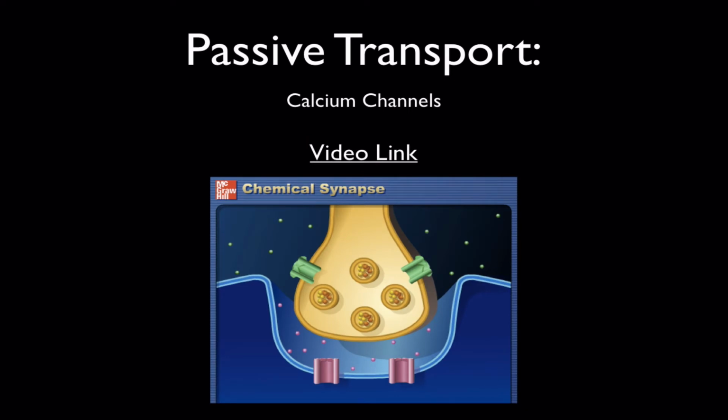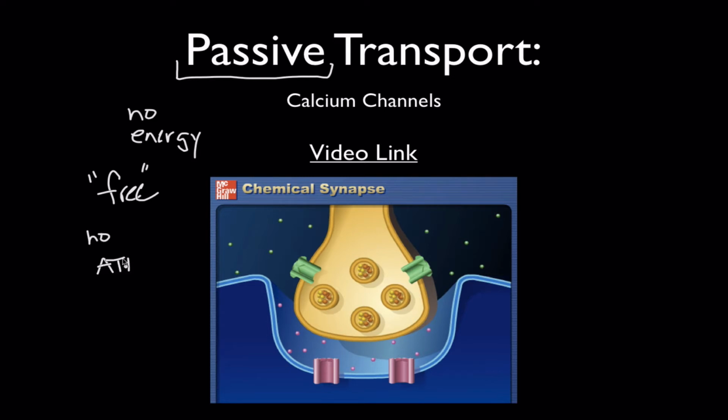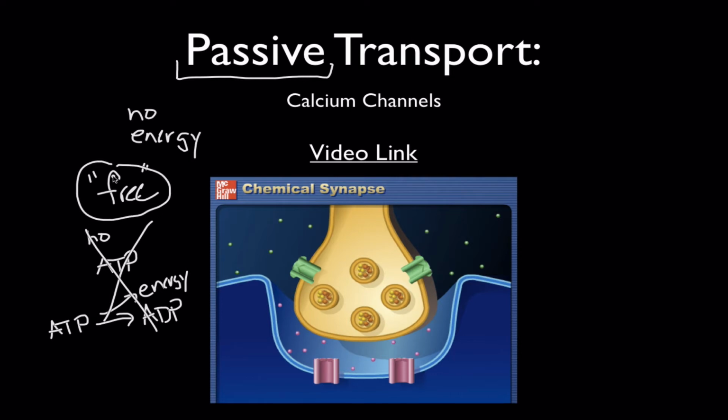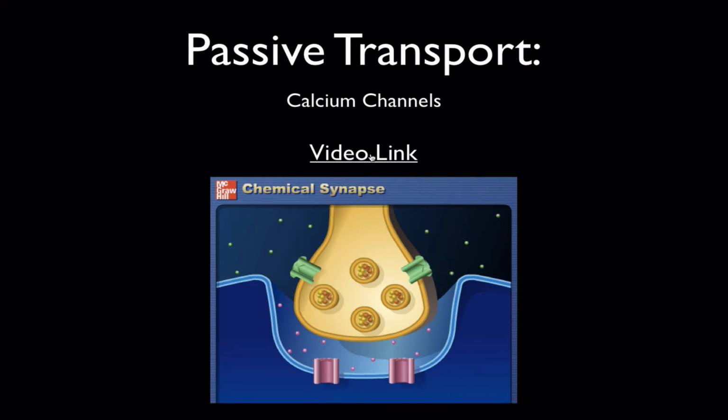Now the first thing we're going to talk about is passive transport. Whenever you hear about things being passive in biology, that means they don't require any energy. No energy is required. They're free, which means you don't need any ATP. Remember, most cellular processes are driven by the conversion of ATP to ADP, and in the process of this conversion, you release a little bit of energy. This is the power source for most of the things that happen inside of a cell. For passive transport, you don't need this. It's free. So let's watch this video and we'll take it from there.